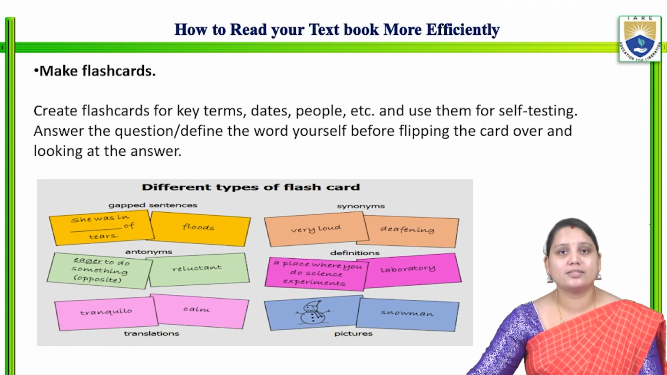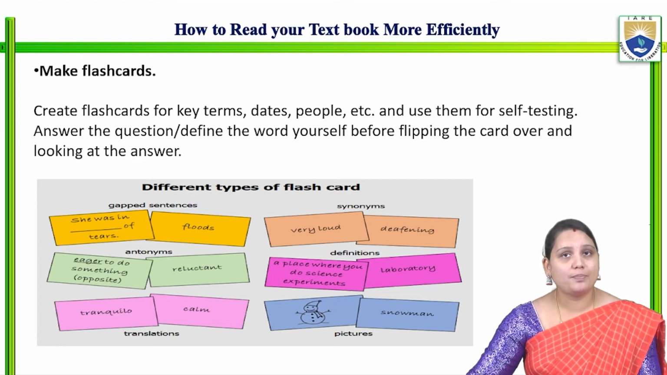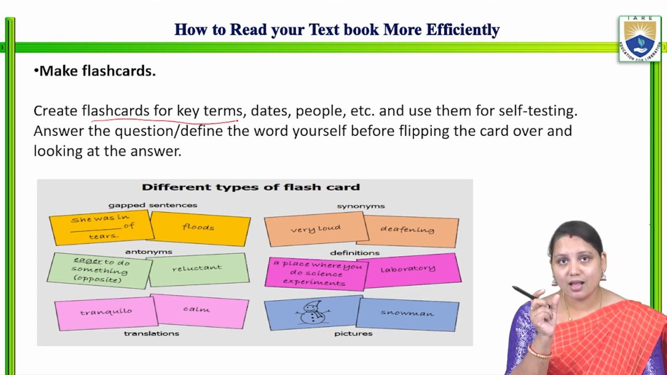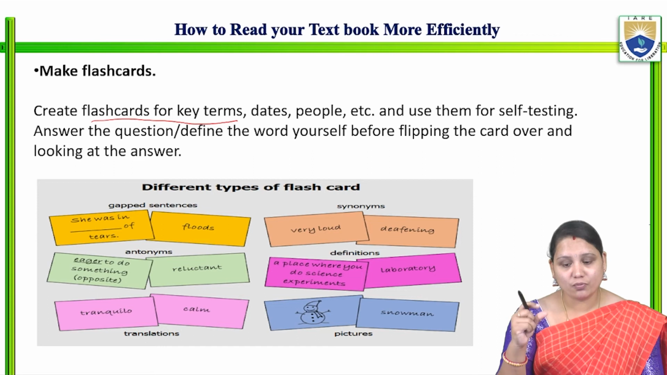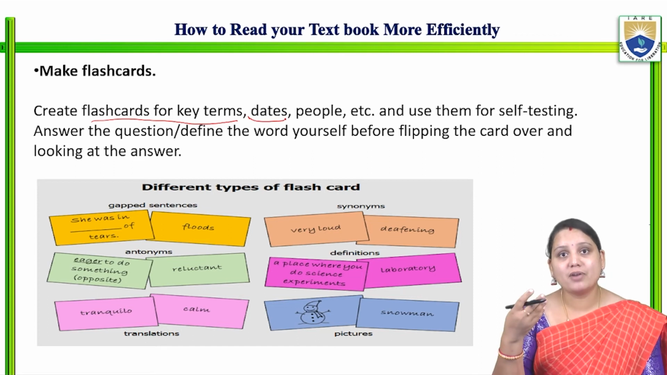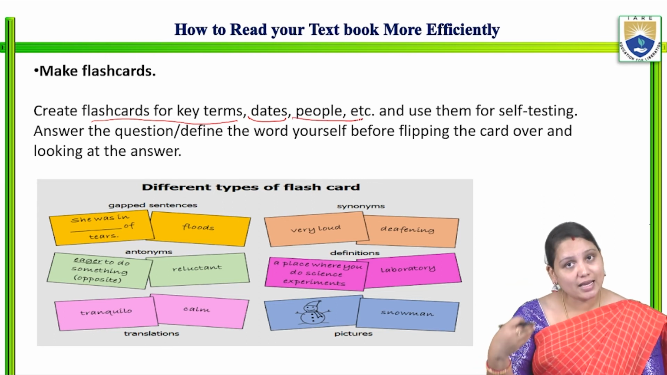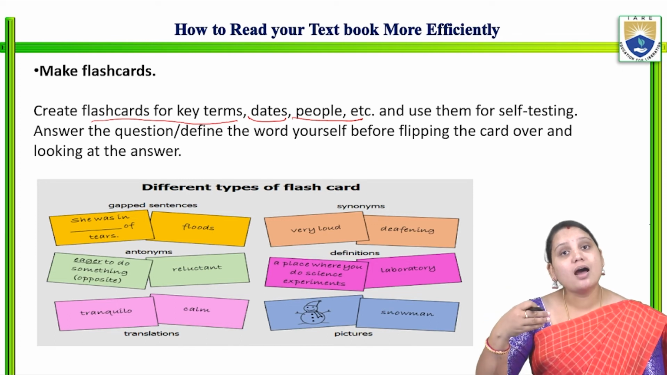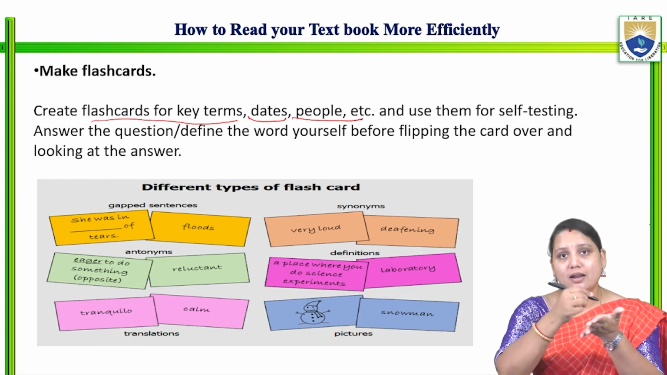Make flashcards. This is also one of the very good techniques which will help you. Now see, create flashcards for key terms. Key terms are the key vocabulary, key words of that particular textbook entity of the chapter 1. Next, dates. Make flashcards of the dates or the people or the characters or the elements or the techniques which are provided in that chapter. Flashcards. Just make a card and write what it is.